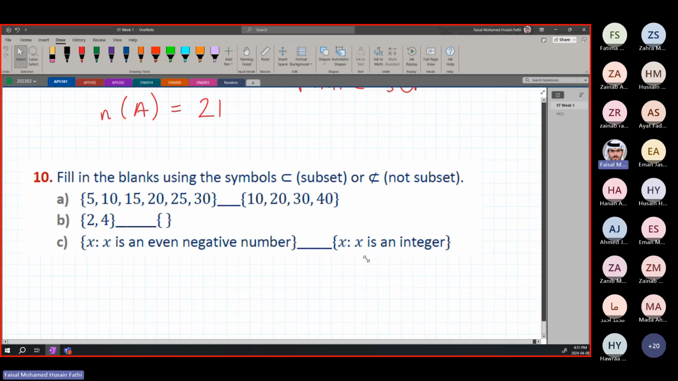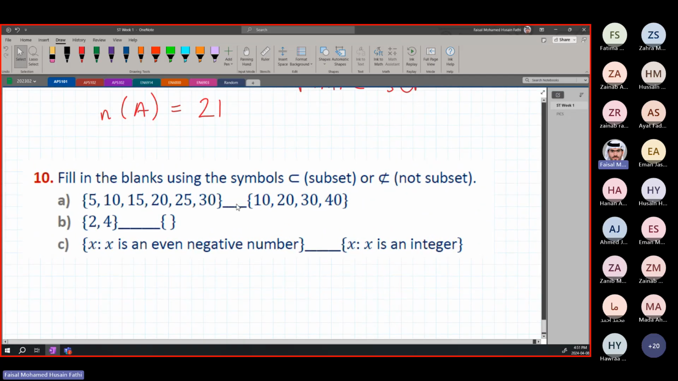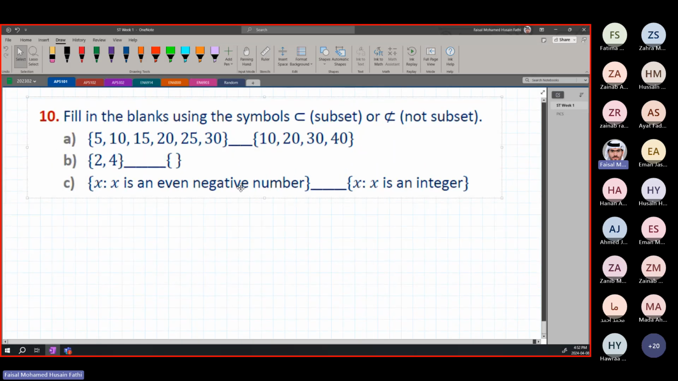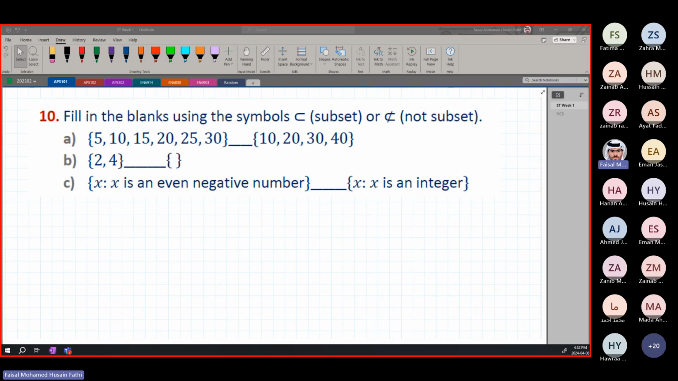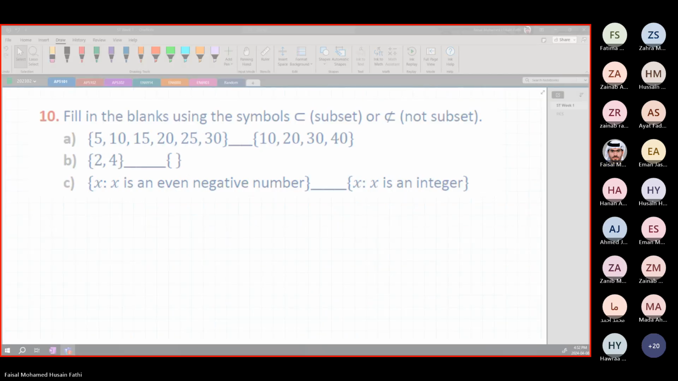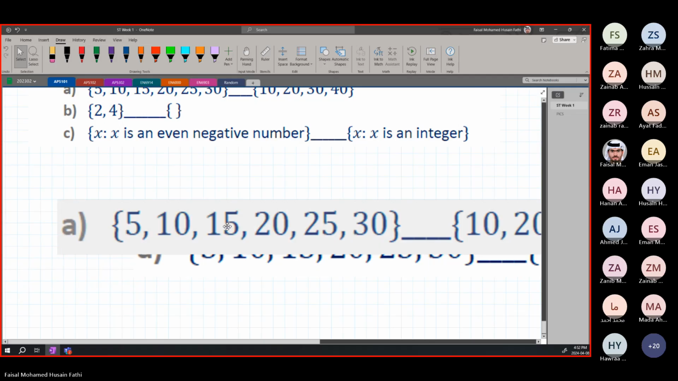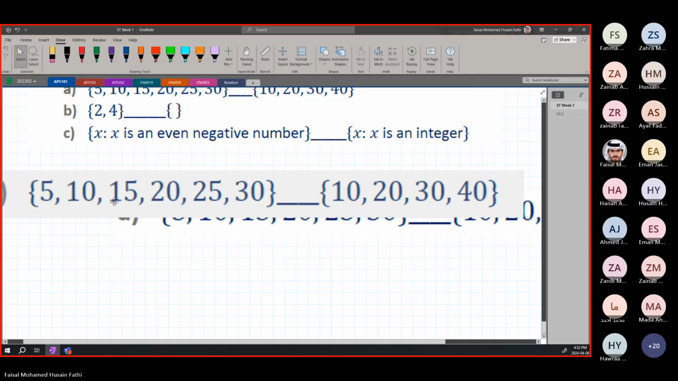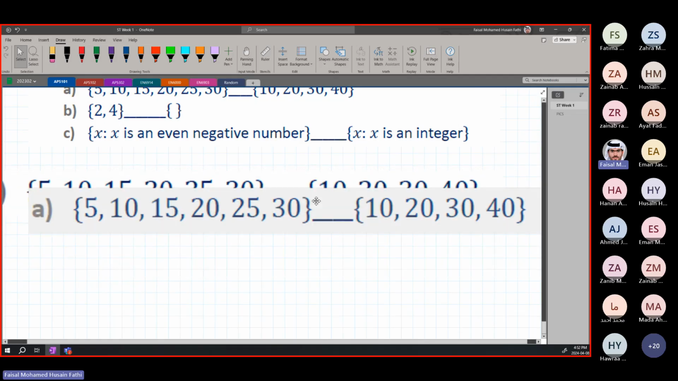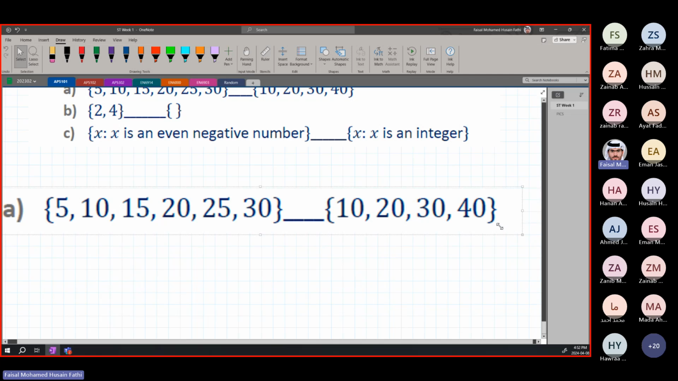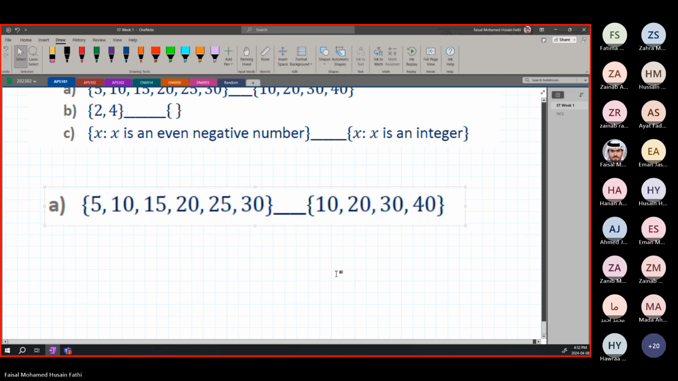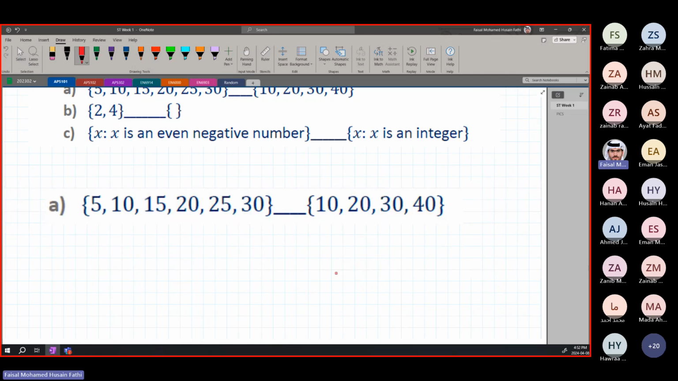Fill in the blanks using the symbols subset or not a subset. It's very simple. We did the same exact idea earlier. So if we just look at each one by itself, we have part A. Part A is 5, 10, 15, 20, 25, 30. We want to know if this is a subset of 10, 20, 30, or 40.